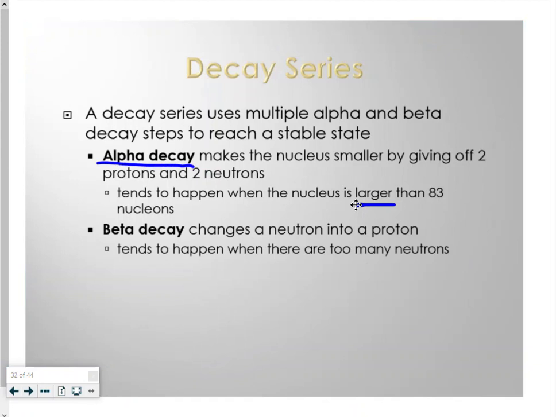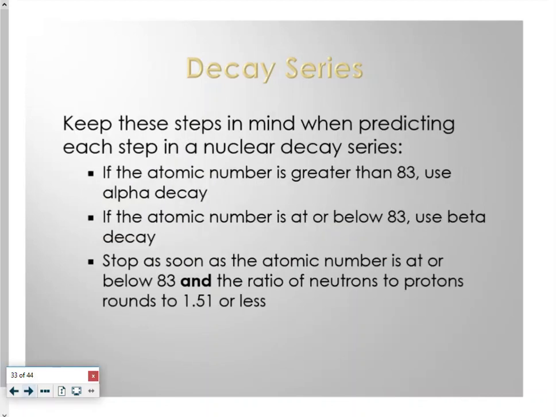Beta decay is for the ones that have lots of neutrons. Neutron rich. Getting rid of neutrons, changing them into protons, reducing that ratio. It tends to happen when there are too many neutrons. Okay, that's the idea there. We have to follow a few rules as we're starting the decay series. When you're starting the decay series, keep these in mind.